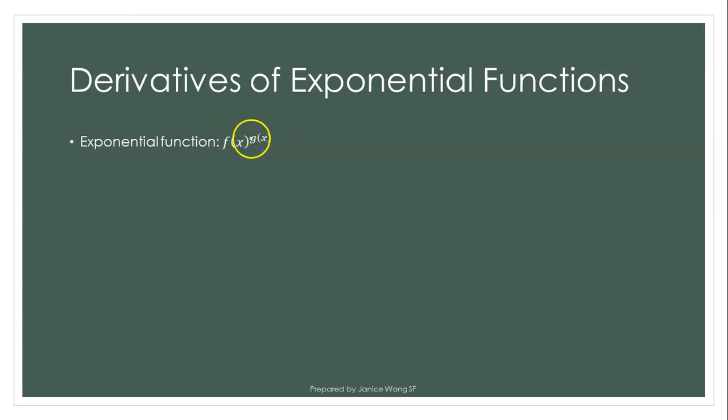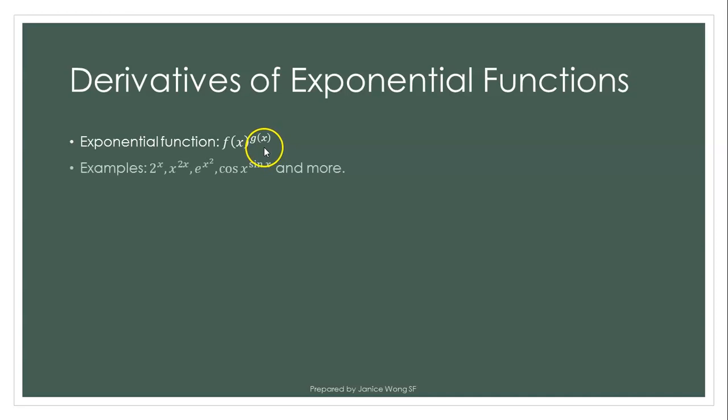This is the base. f(x) is the base. The base can be of any function. It can be x term, it can be a constant. But for an exponential function, the power of the base must be a function in terms of x. The power cannot be a number. It must be a function in terms of x.